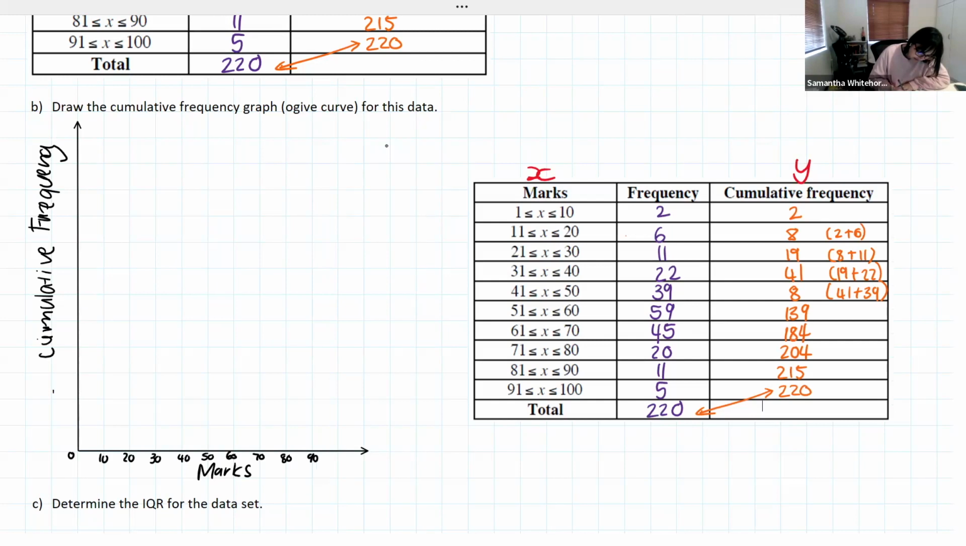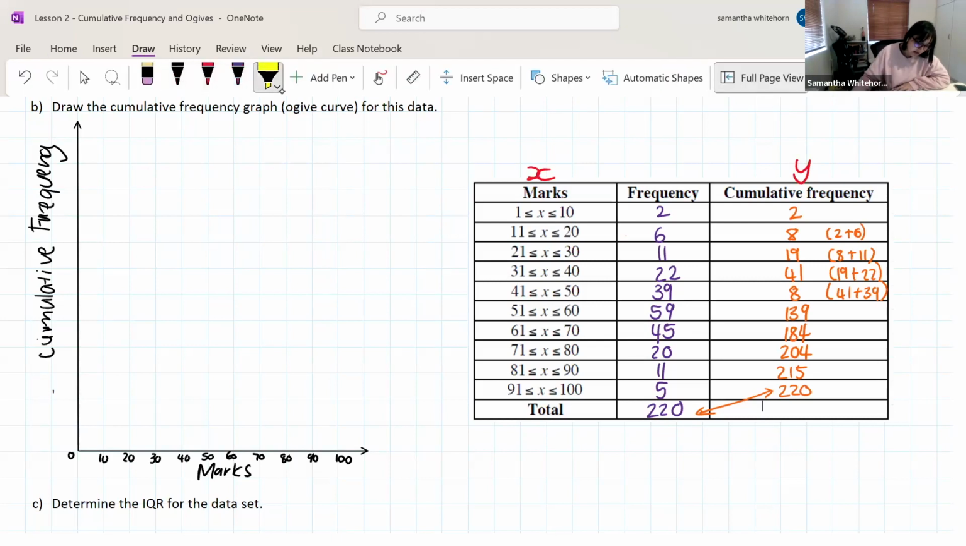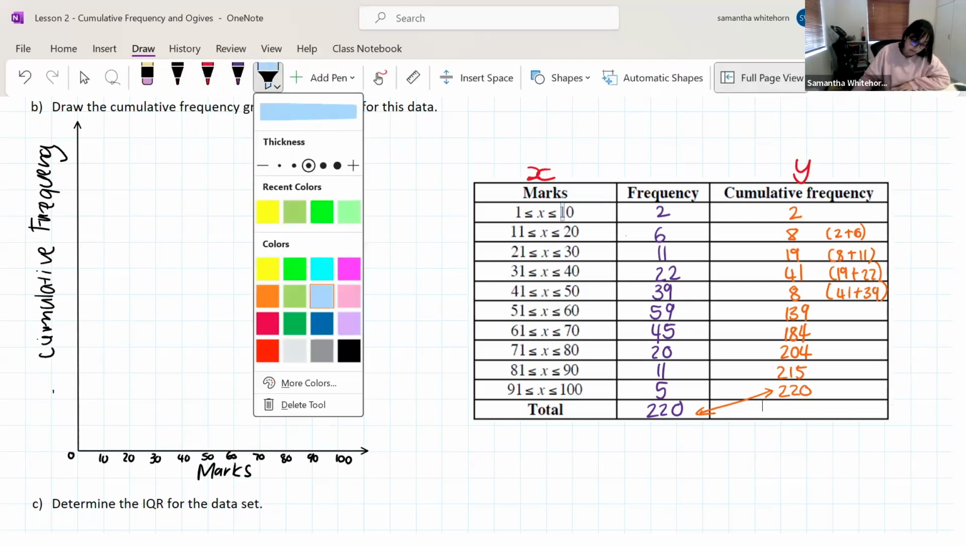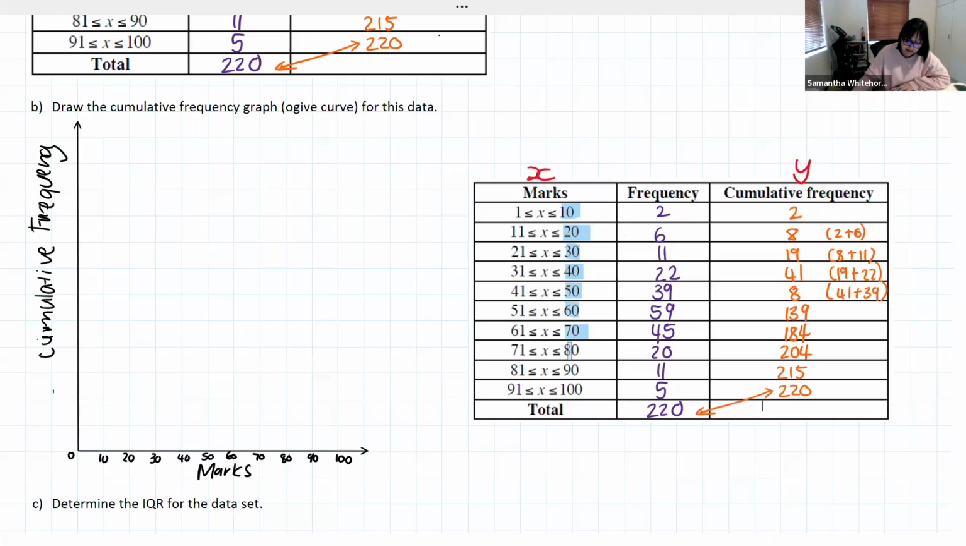Now, I've chosen to go up in tens because remember, when we are going to plot our points, our end points form the X coordinates that we're going to plot. So I am going up in tens in any case in terms of my X value. So it just makes sense to go up in tens on my X axis.